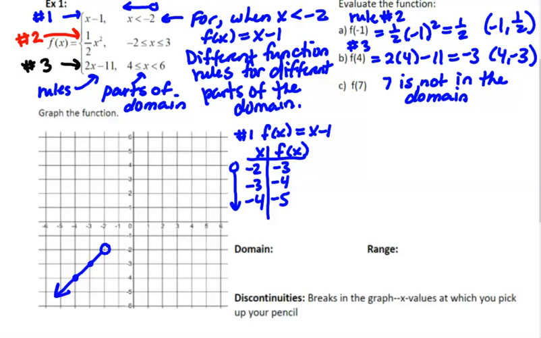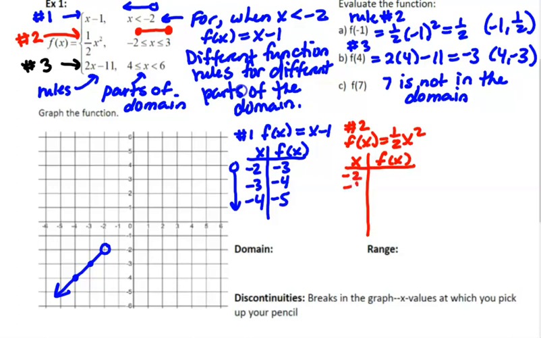Number 2 has the function f of x is equal to 1/2 x squared. And this is for values from -2 to 3, and -2 and 3 are both included in this section of the domain as endpoints because they are both equal to x as well as less than or greater than. So when I set up my table here, I'm going to go all the way from -2 to 3. -2, -1, 0, 1, 2, 3. I'm going to have to write a little smaller here.